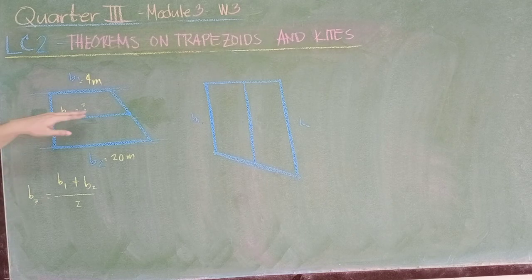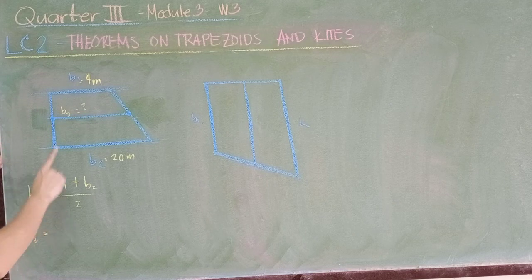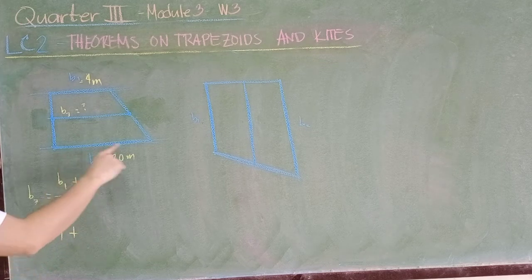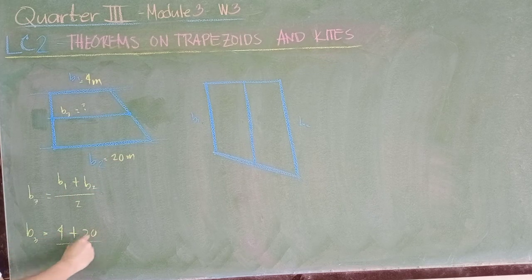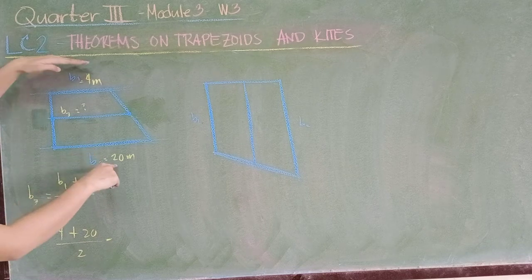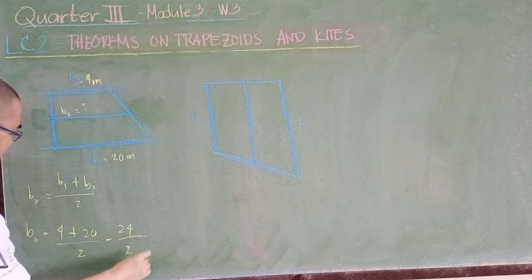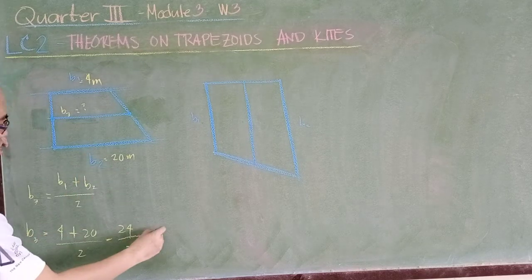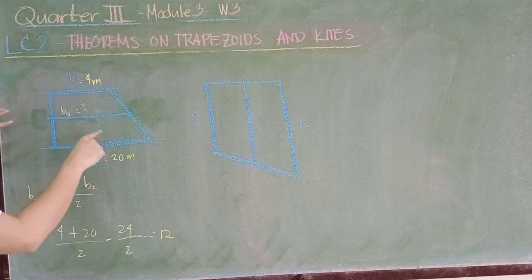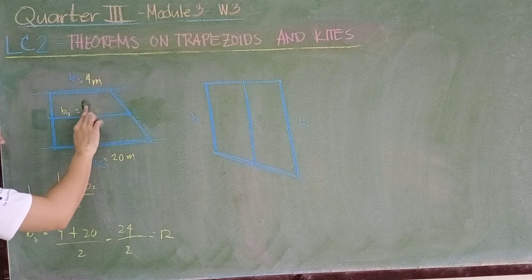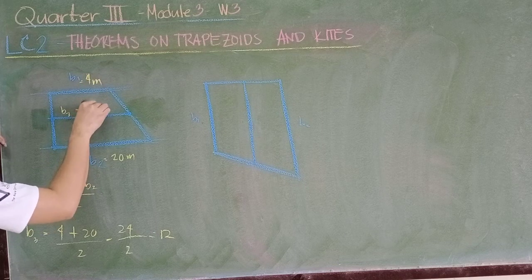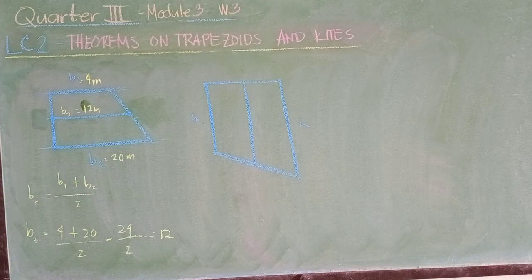Yung B3, yung median. So yung B sub 1 natin, let's say is 4. And then yung B sub 2 is 20, divided by 2. So i-add mo lang yung dalawang measure sa dalawang base that will give you 24 divided by 2. So i-divide natin sa 2, we'll get 12. So yung measurement natin dito sa gitna will be 12 meters.